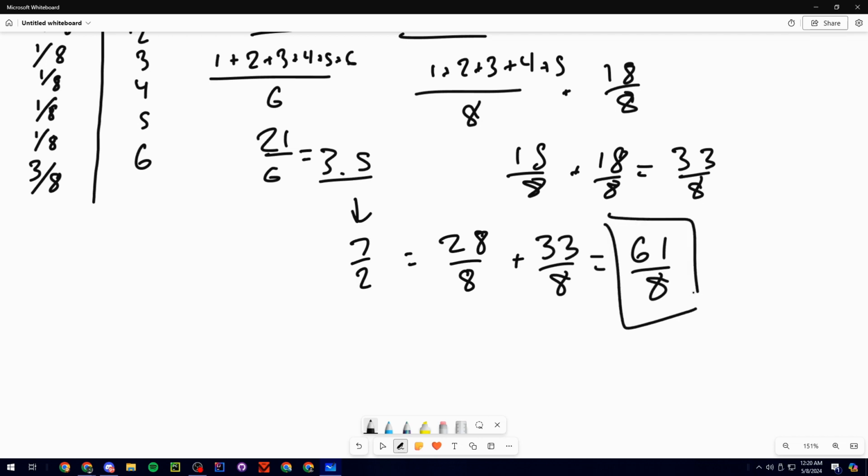So to recap, we just found out that expected value is just your probability times your value. If you Google it, that's the formula you're going to get.